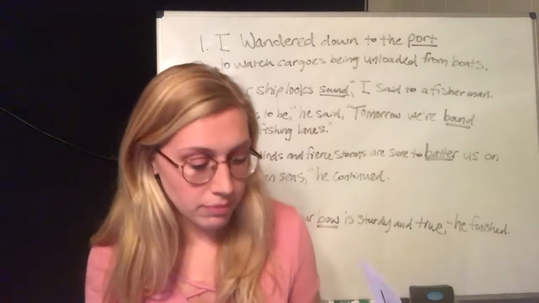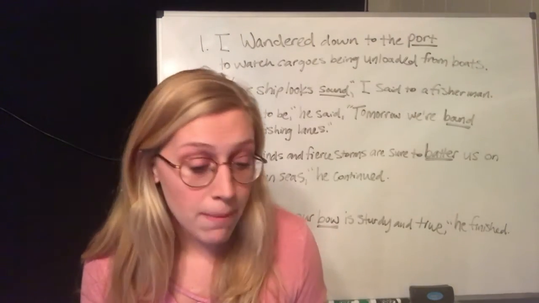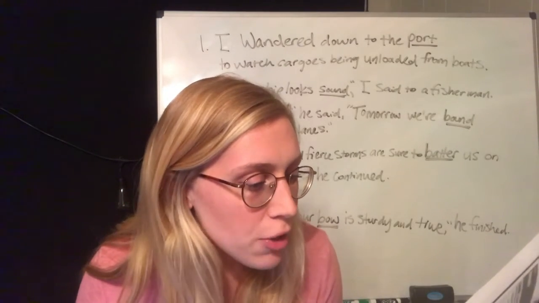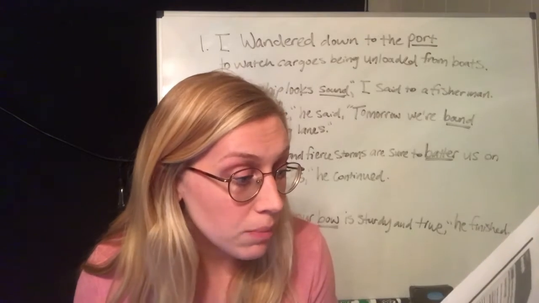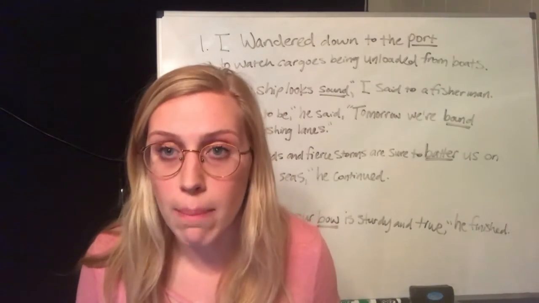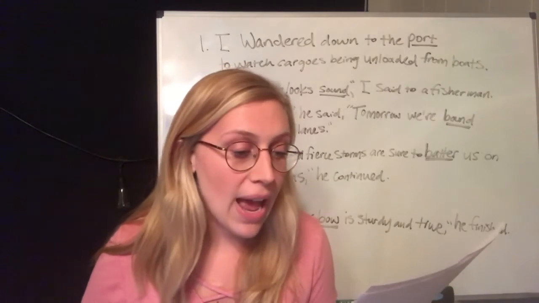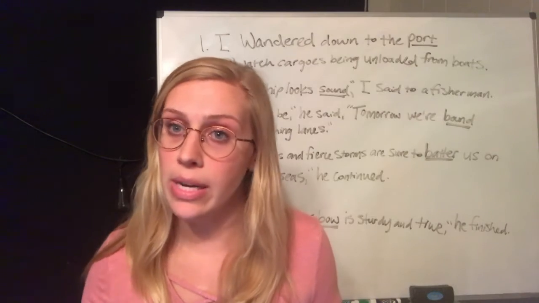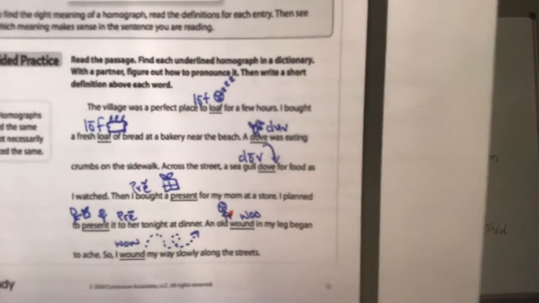All right, so you should have, it says, read the passage, find each underlined homograph in a dictionary, figure out how to pronounce it, and then write a short definition above each word. So you should have a way to pronounce it and a small definition to help you out as you read the paragraph. We're going to look really quick at what I did, and as we're going along, I want you to check it.